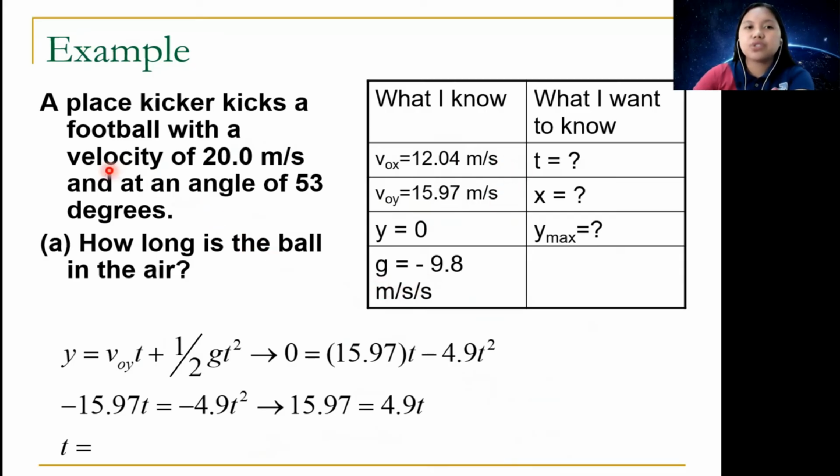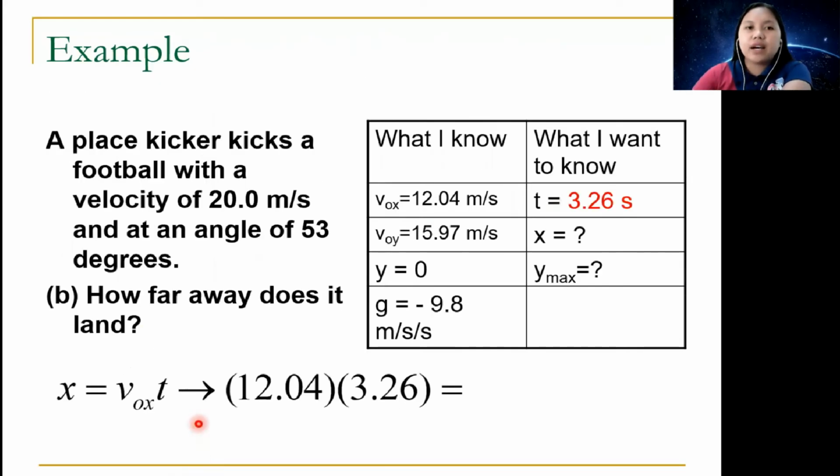This time, let's try to answer first: how long is the ball in the air? So we need the time. Using the formula y equals the velocity of the y component times time plus 1/2 times gravity times t squared, you follow the formula and you'll get 3.26 seconds.